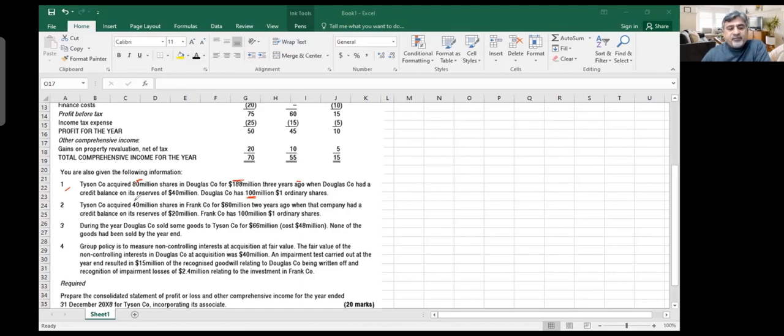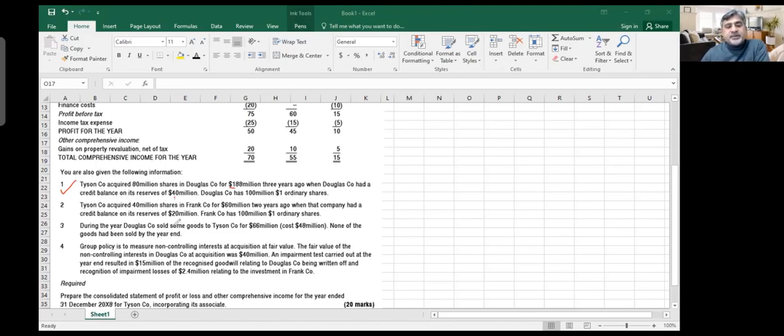Tyson also acquired 40 million shares in Frank for 60 million 2 years ago, when that company had a credit balance on its reserves of 20 million. Frank has 100 million ordinary shares. So 40 million out of 100 million is 40%, so that makes it an associate. They have given us this information on how much consideration you paid and what the reserves and net assets were, in case you need to find out the goodwill. By the way, goodwill is always only for the subsidiary. We said this before as well. For associates, there is no goodwill.